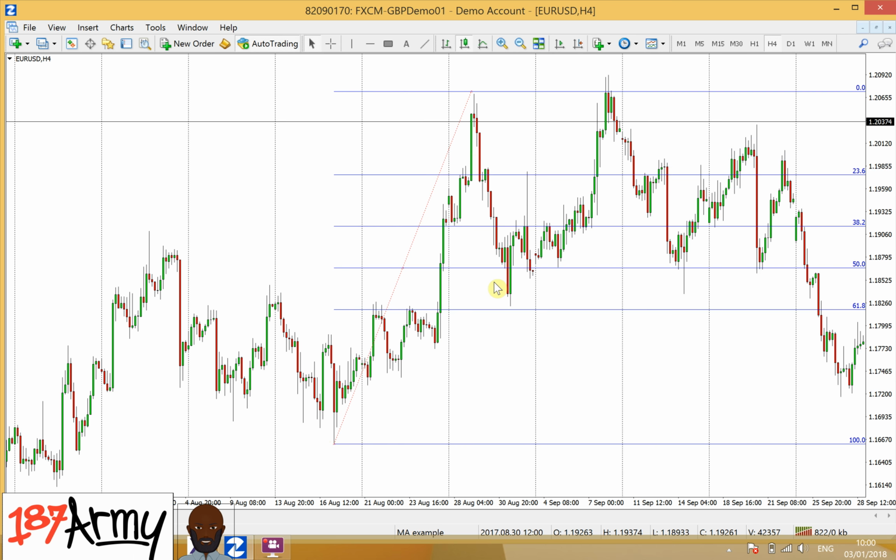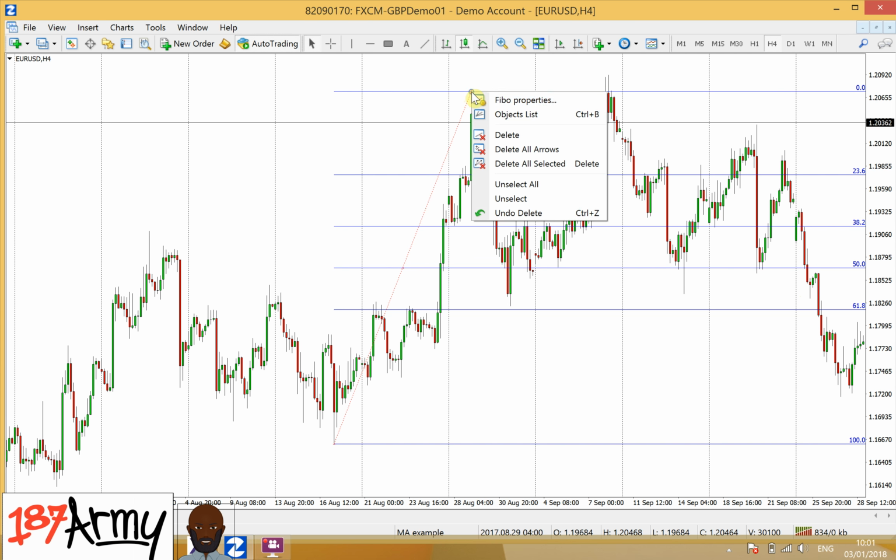But one of the key things from my past experience that I've noticed is that you can see these numbers that go from 0, 23.6, 38.2, 50.0, 61.8, but due to my experience, I discovered that adding an extra line here at 66.0 is a great help for your trading, as sometimes price does actually go to the 66.0. So we'll add this in now.